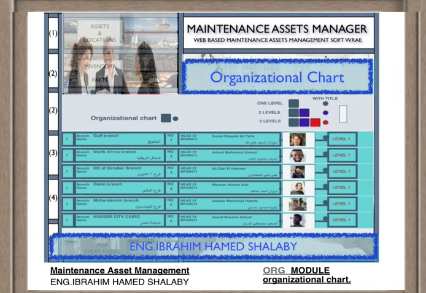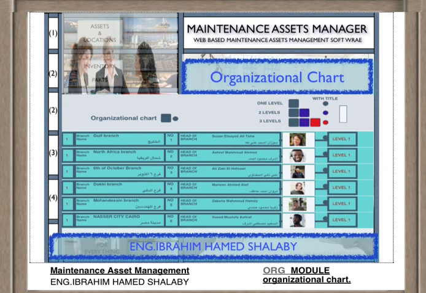Organizational chart module. An organizational chart is a diagram that visually conveys a company's internal structure by detailing the roles, responsibilities, and relationships between individuals within an entity. Organizational charts are alternatively referred to as org charts or organization charts.